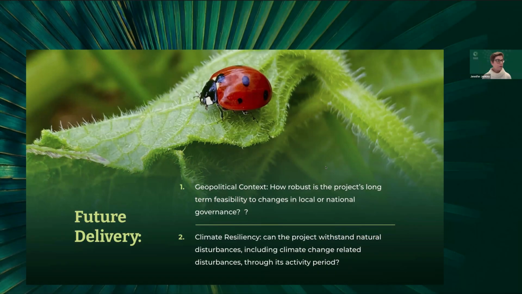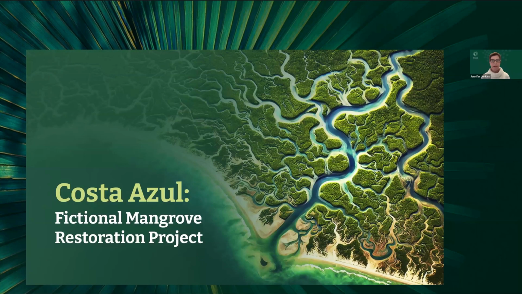And now that we've gotten through all the subscores, what we'll do is take a look at how this all comes together. We're going to walk through a fictional mangrove restoration project in Brazil. We'll call it Costa Azul. And so, Kim, can you tell us a little bit about the project?